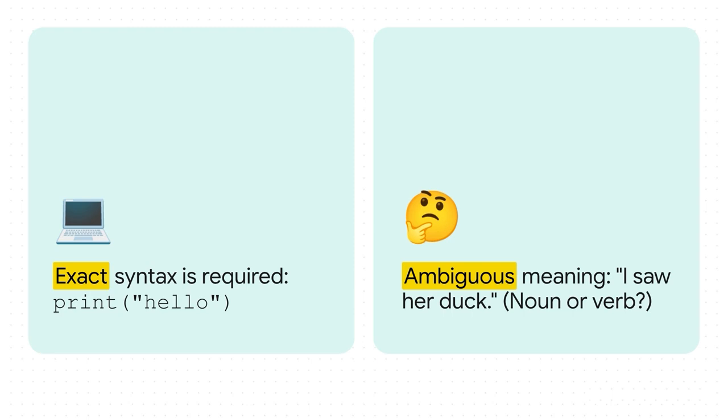But then look at the right. Human language. I saw her duck. I mean, what does that even mean? Did I see her pet bird? Or did I literally see her duck down to avoid something? That ambiguity? That's the beauty of our language, but it is an absolute nightmare for a computer.